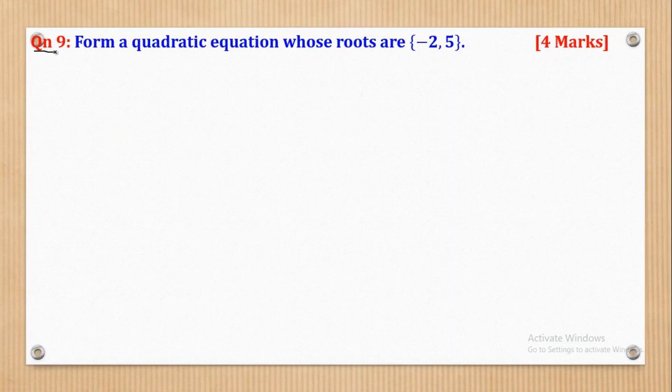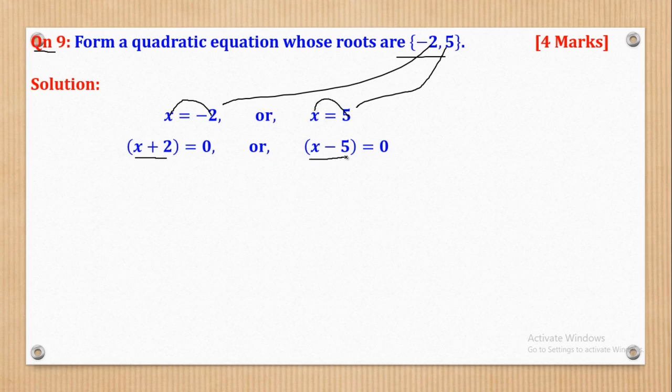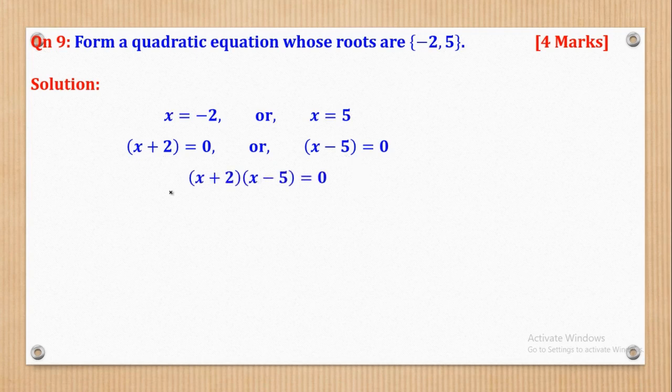So now we shall go to question 9. Question 9 says form a quadratic equation whose roots are -2 and 5. So that means that x is equal to -2 or x is equal to 5. To bring 2 on this side becomes x plus 2 equal to 0. Bring this 5 on this side becomes x minus 5 equal to 0. So what does that mean? It means that their product is equal to 0.